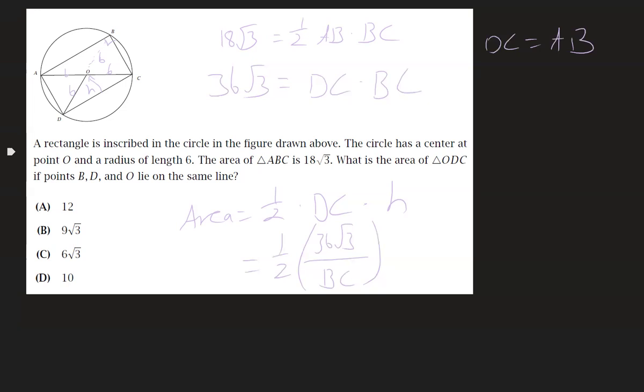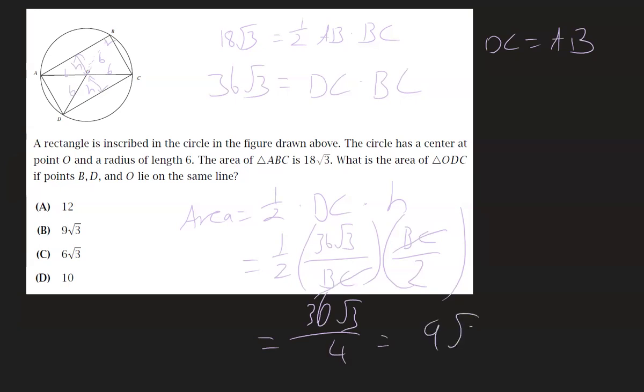Okay, now what about H? Well, notice H is the center of the rectangle, actually. Okay, so let's convince ourselves this is the length of H. This over here is the length of H as well. All the corresponding pieces are congruent. So BC is 2H, or H is half of BC. BC's cancel. Now look, we have 36 root 3 over 4, which is 9 root 3.